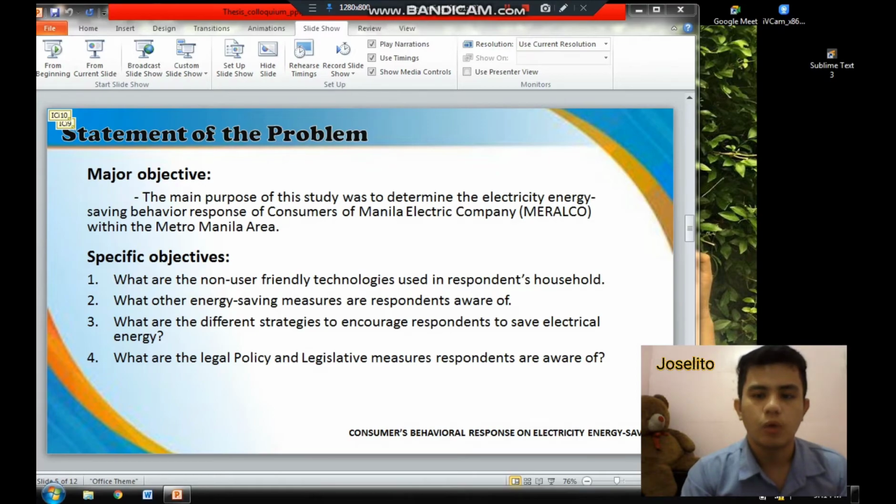Number 3. What are the different strategies to encourage respondents to save electrical energy? The study will learn those best techniques to persuade other participants to indulge in energy saving. And lastly, number 4. What are the legal policies and legislative measures respondents are aware of? This will also determine if the knowledge and awareness to the policies and legislative measures can affect their behavioral response in energy saving.